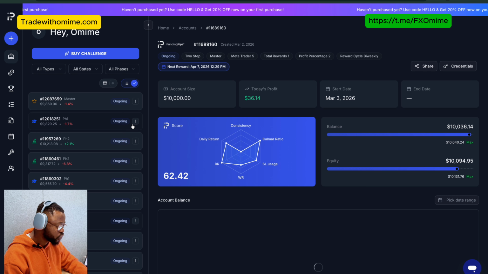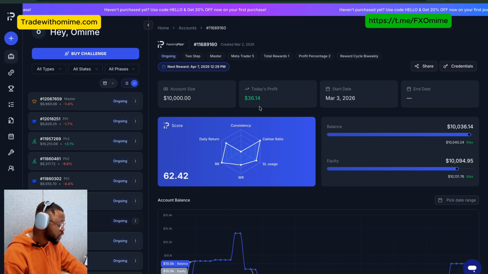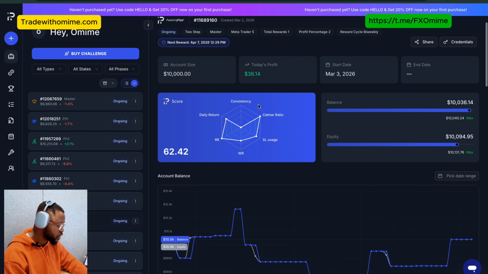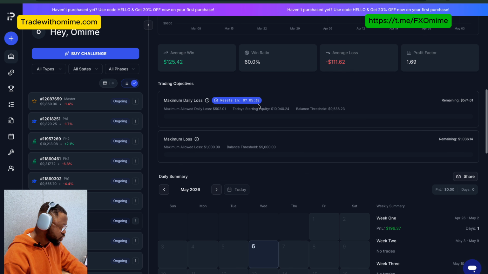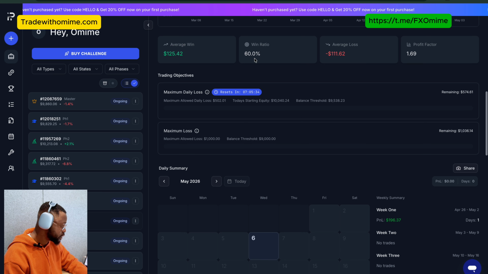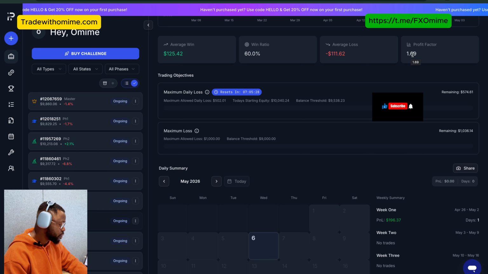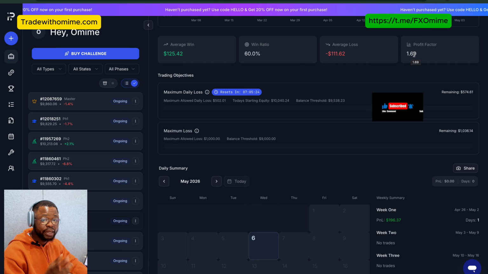Yeah, this is 160. At the moment I'm currently 0.4% profit on this particular account. I think my win rate is about 60%. My profit factor is about 1.69. That basically means for every trade I take, I get about 1.69 risk to reward.